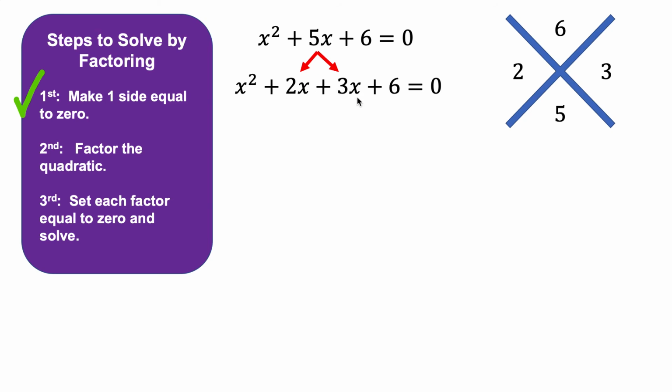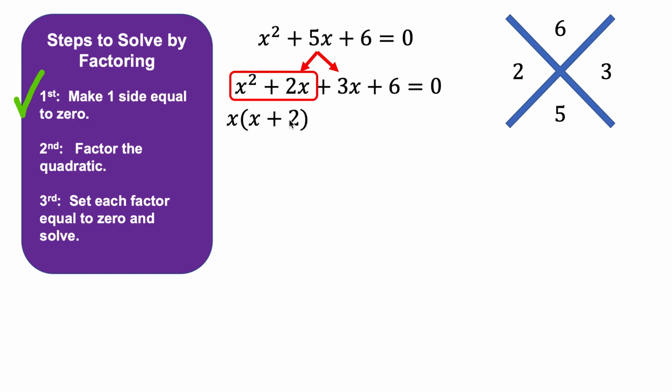Now we have a four-term polynomial. Again, this is just a review of what we've done in the past. Don't worry about this equals 0 part. That'll just follow through till the end. We're going to look at these first two terms, figure out what can I pull out of both of these. If you still want to do the prime factoring, x times x, 2 times x, they both have an x that comes out, and then you're left over with an x plus 2.